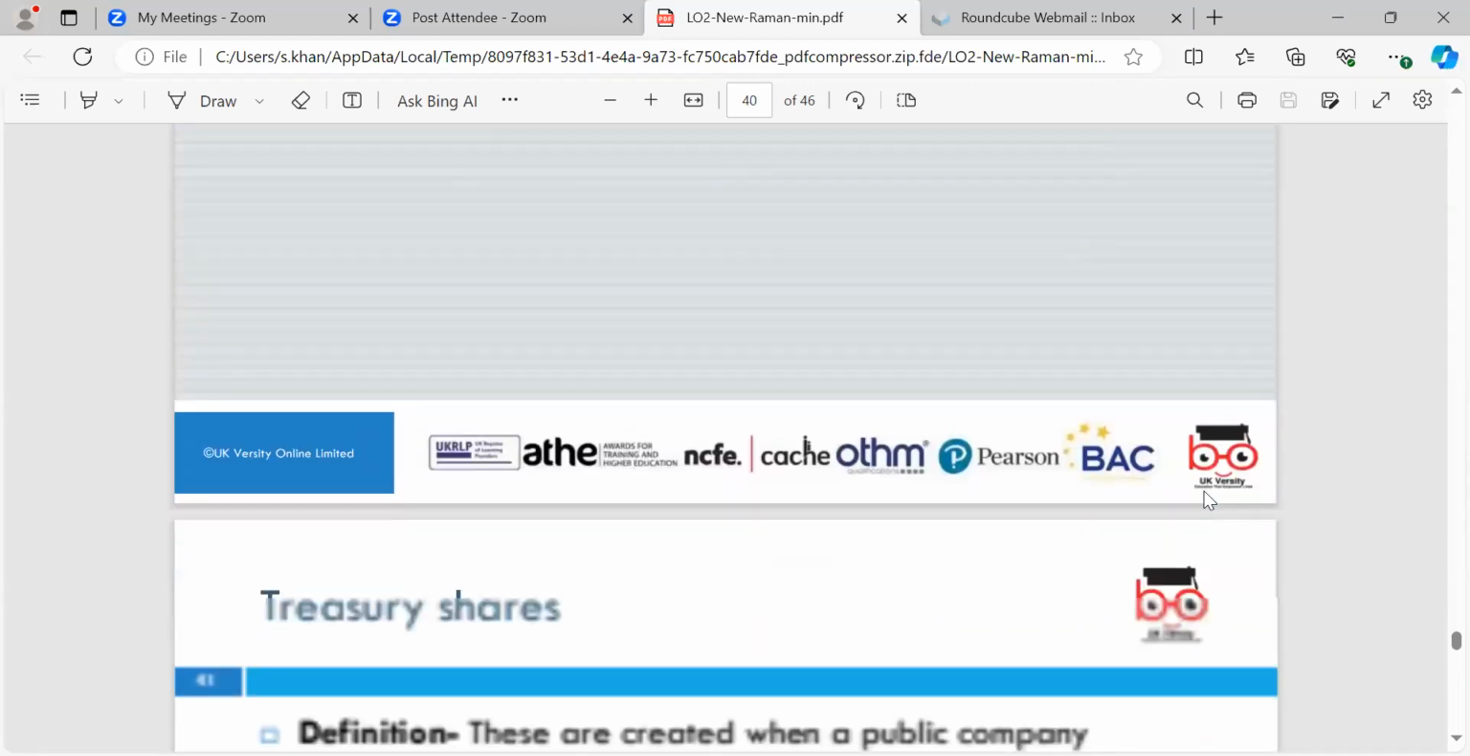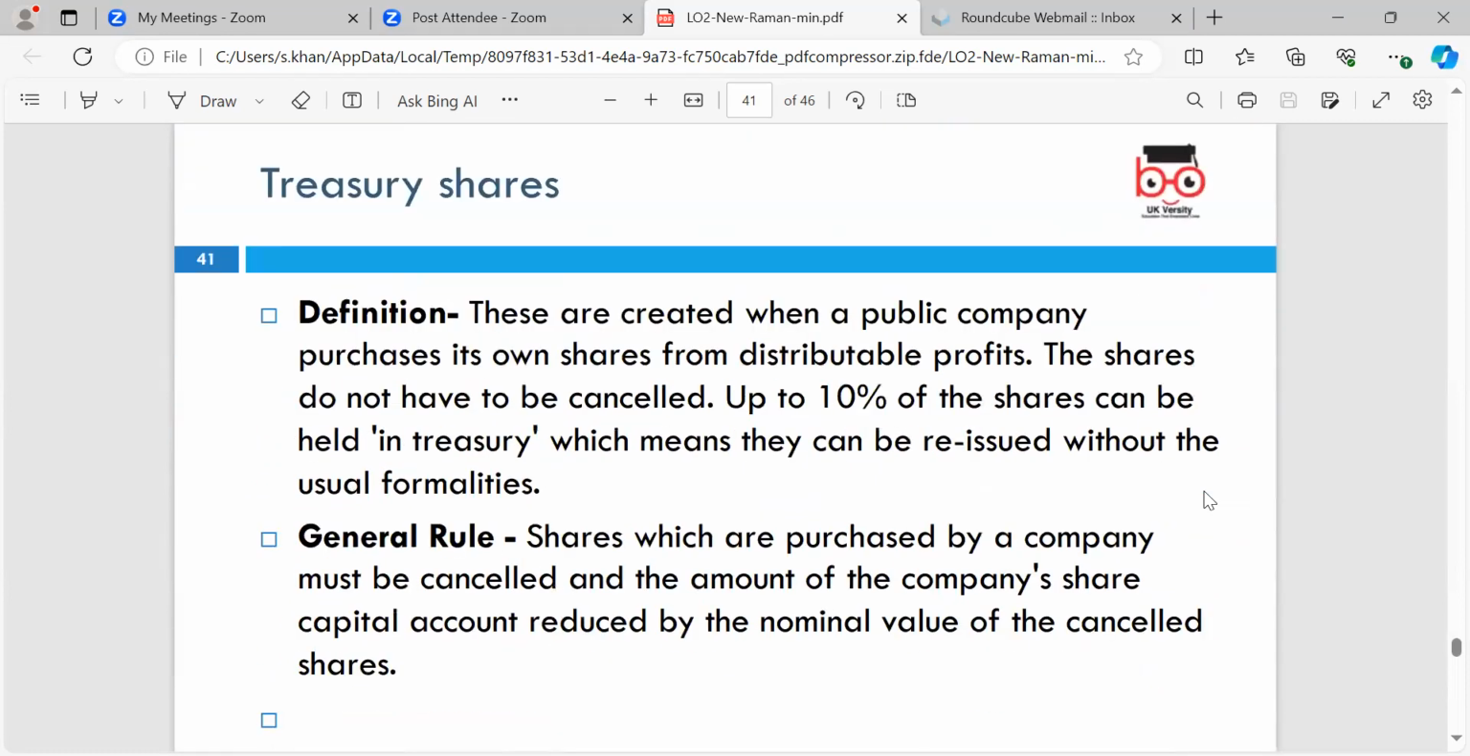So this is some additional information that you may need to look at as well. Treasury shares, the definition of what a treasury share is. These are created when a public company purchases its own shares from distributable profits. The shares do not have to be cancelled. Up to 10% of the shares can be held in treasury, which means they can be reissued without the usual formalities. As a general rule, shares purchased by a company must be cancelled and the amount of the company's share capital reduced.